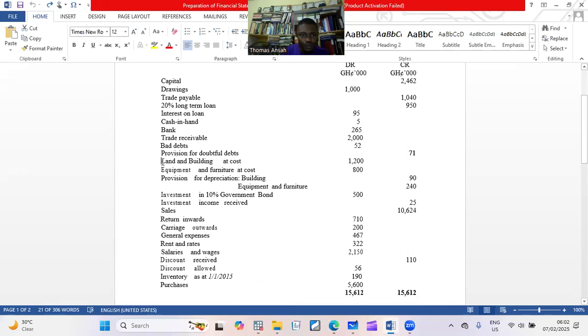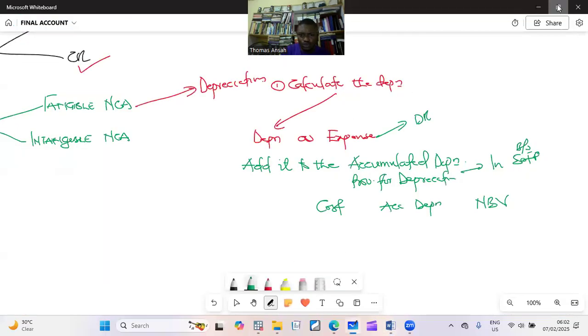This land and building. How much is that? 1,002. So you write 1,002. Then what is accumulated depreciation, or provision for depreciation? What is that? The word is accumulated. Accumulated means add, add, add, add, add.